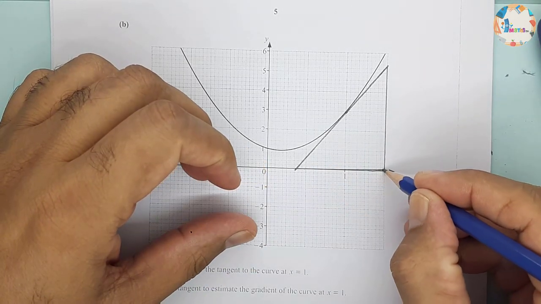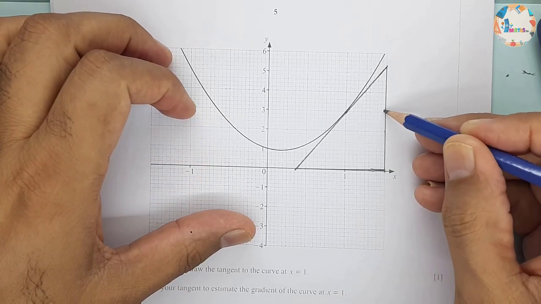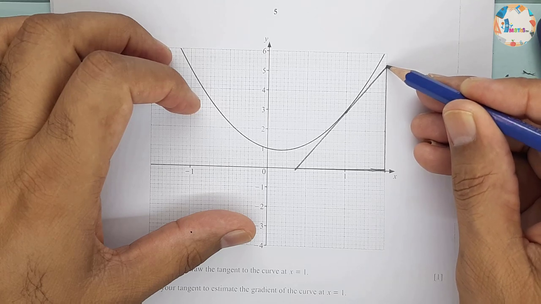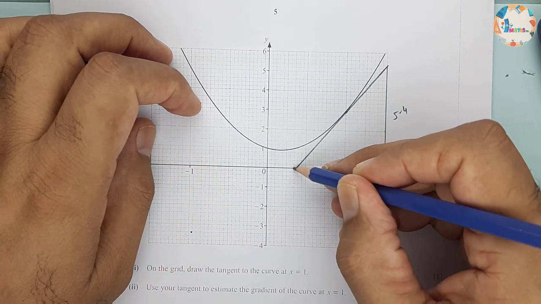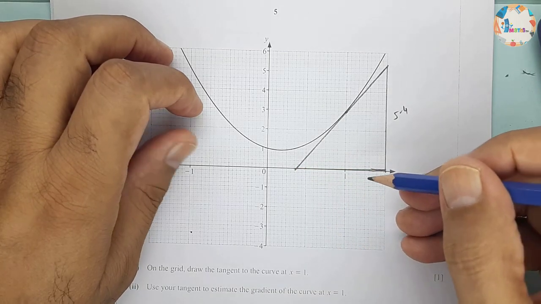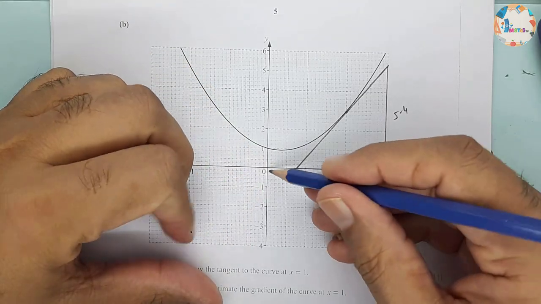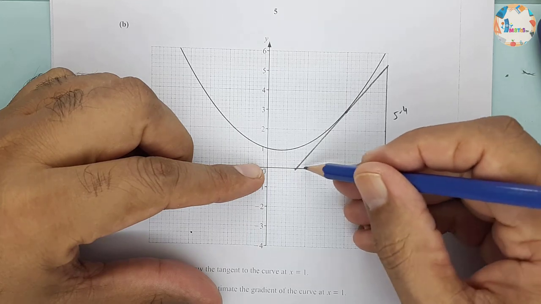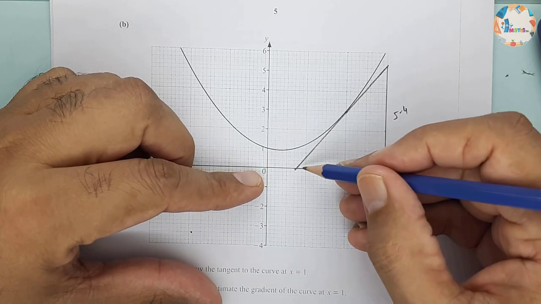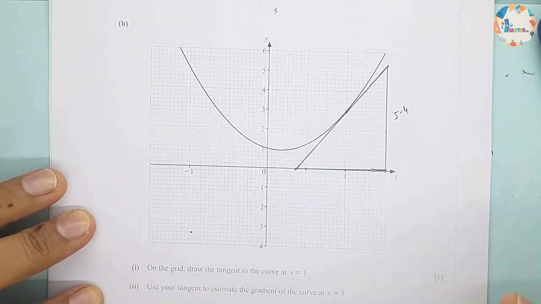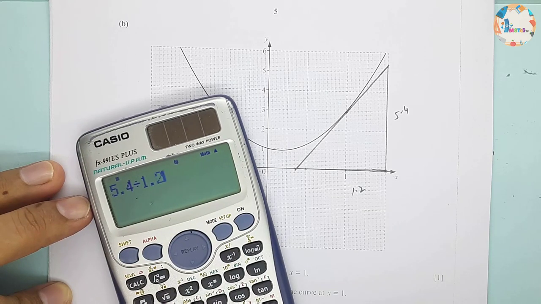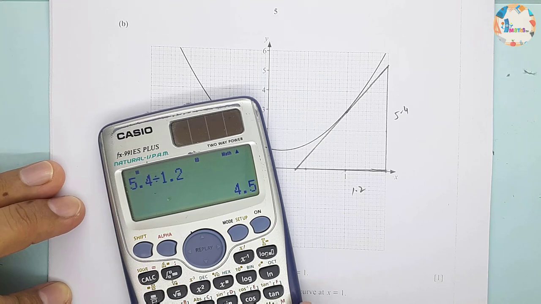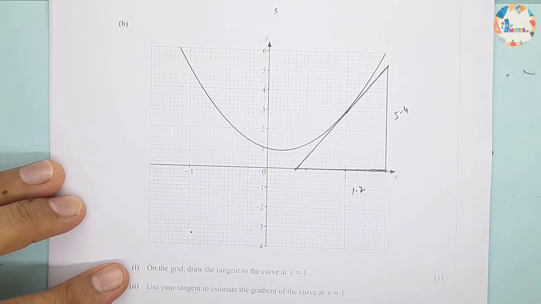If we take this triangle like this one and this one, we can check the rise is 2, 3, 4, 5 and 5.4. This side is 5.4 and this side is 1, 2 and 2.3. Basically this will be 1, and so this is 0.5, right? So 1 will be up to this one, and this side can be 1.2. So 5.4 divided by 1.2 will give us 4.5.